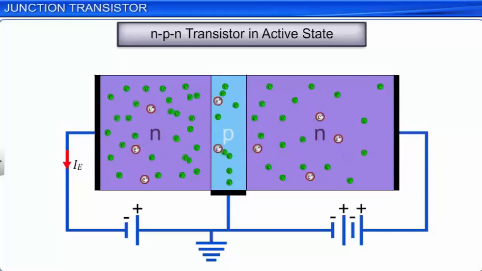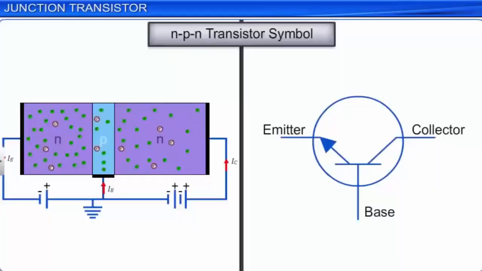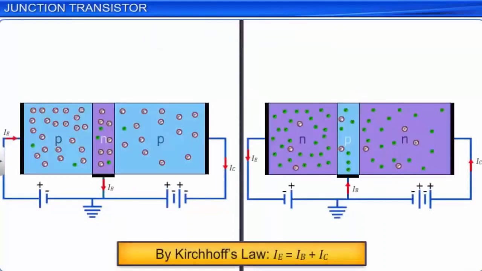An NPN transistor is represented by the symbol as shown. Note that the direction of the arrow indicates that in an NPN transistor, current is directed from the base to the emitter. As per Kirchhoff's law, in both PNP and NPN transistors, the emitter current is equal to the sum of the base current and collector current. Note that in both cases, the base current is very small compared to the emitter current. Thus, the emitter and the collector currents are nearly equal.